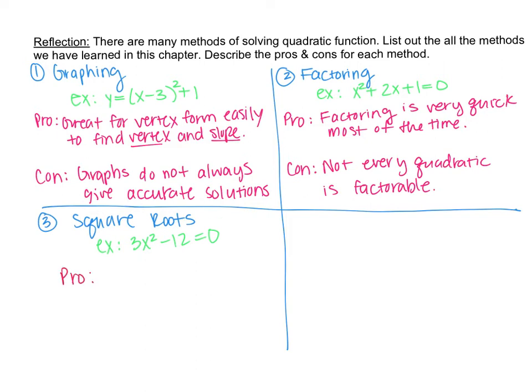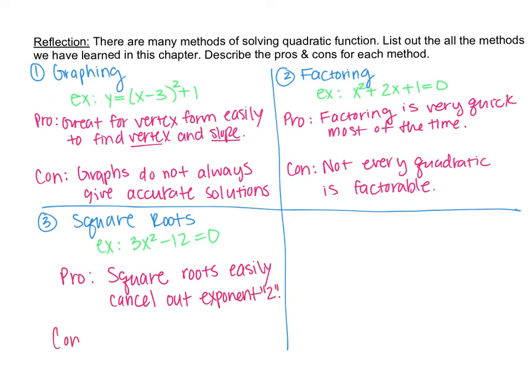The pro with this one is it's pretty easy to get the squared term by itself most of the time, and then just take a square root. Some of the pros with this is that we can use square roots to easily cancel out the exponent 2, or the square. The cons with this is it doesn't always work.